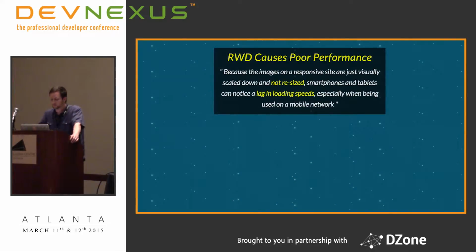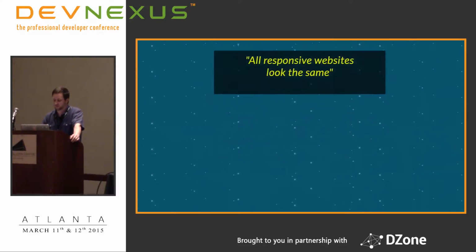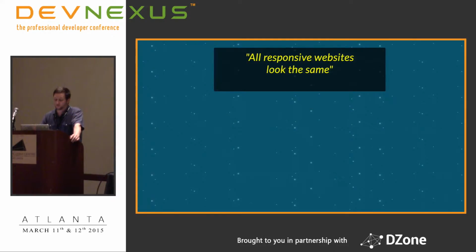So a couple of misconceptions is that responsive web design causes poor performance. This is a quote off the site I'm not naming, but basically you can see that it says because the images on a responsive site are just visually scaled down, you're not sending a smaller image for the device, you're loading this huge content on a small mobile device, and it's really slow. The other kind of hinted at, responsive design is expensive. When compared to a separate mobile site, it definitely can be equal or lower cost, and I think a better experience for most sites. All responsive websites look the same.